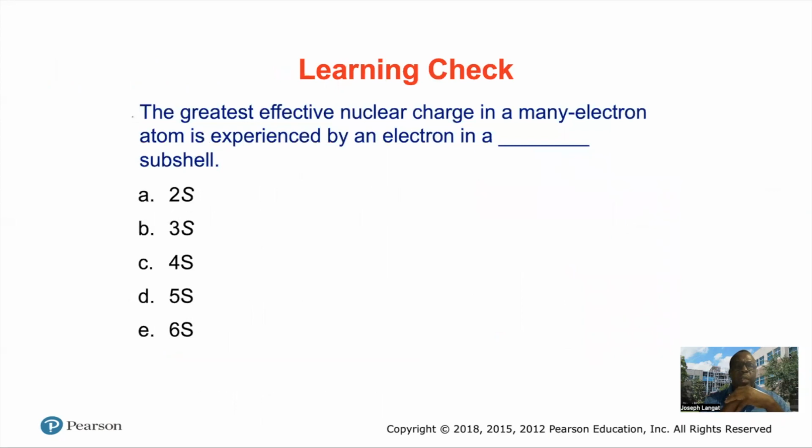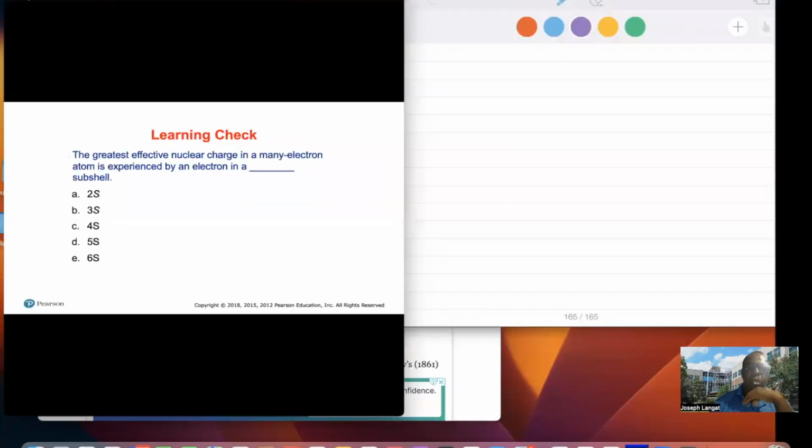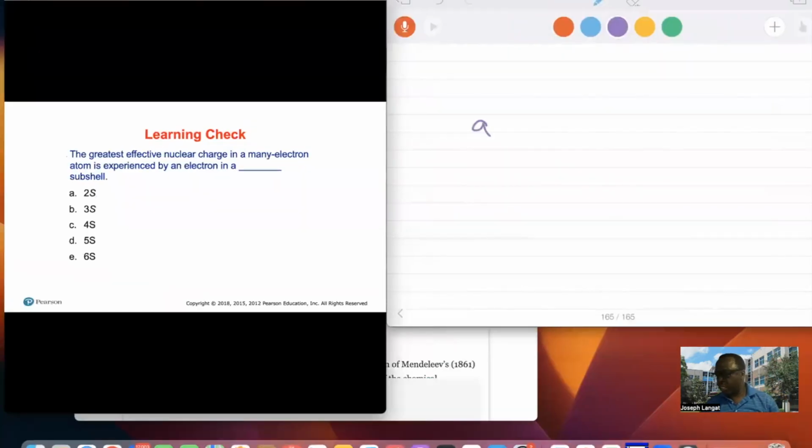Having gone through that, the greatest effective nuclear charge in many-electron atoms is experienced by the electron which is closest to the nucleus. Of course, it's this one, A, the 2s, because it is closer to the nucleus.